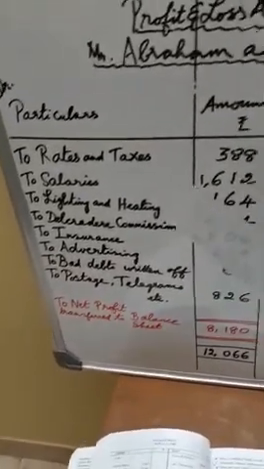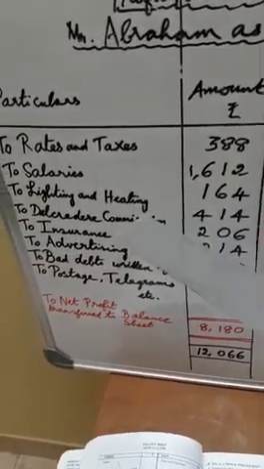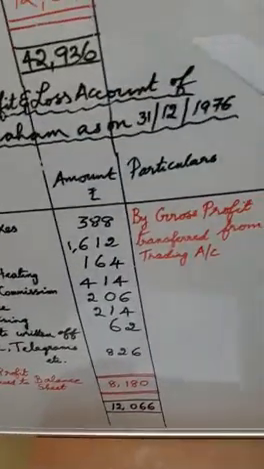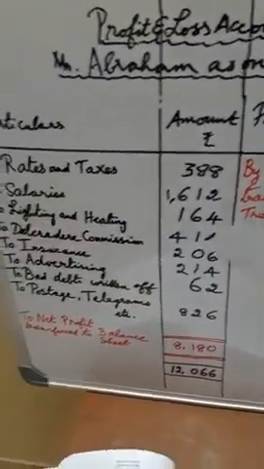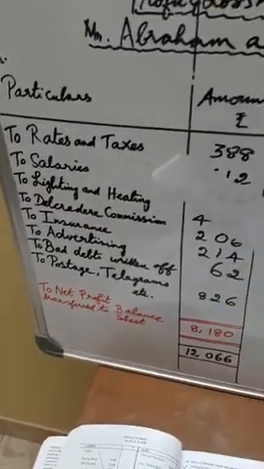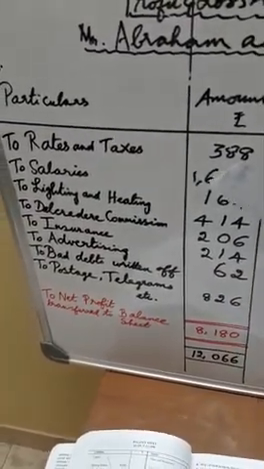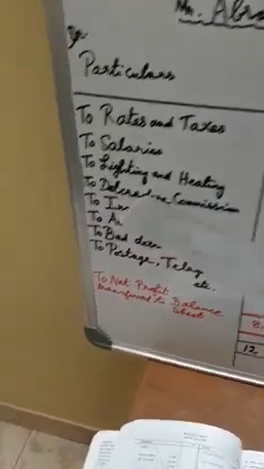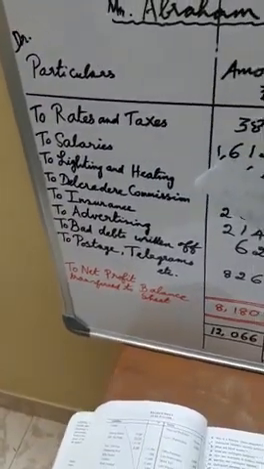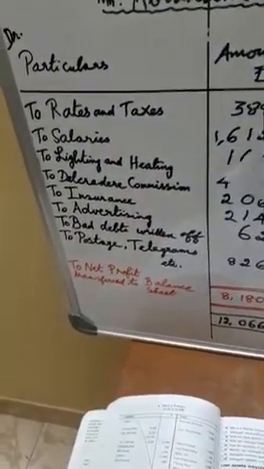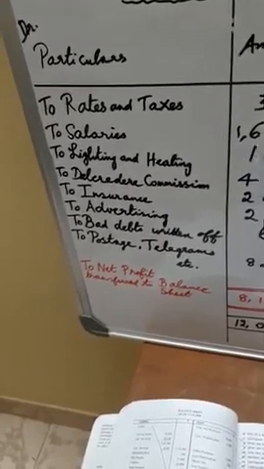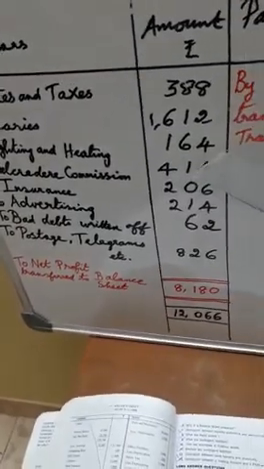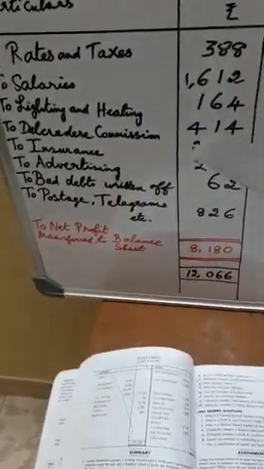Okay. So we will enter all the indirect expenses which are incurred by Mr. Abraham during the year as on 31st December 1976. So, rent, rates and taxes, 388 rupees. You can check your textbook also side by side, if you keep it. Then, to salaries, 1,612. Indirect expense, salaries given to the admin staff. Then, to lighting and heating, 164 rupees, which is used in the admin block.